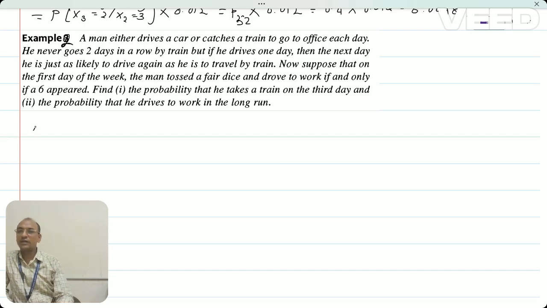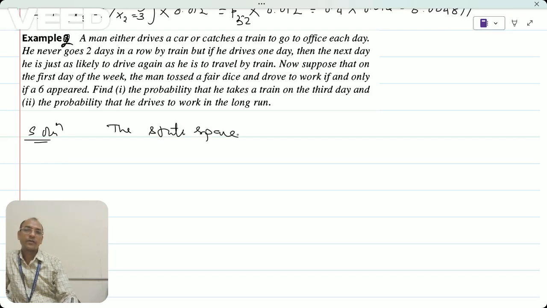So what is the thing here? Here we are having two states. So the states are the travel pattern. So we are having a two-state space. The state space are by train and by car. So these are the two states. Okay. And then what will be my TPM?